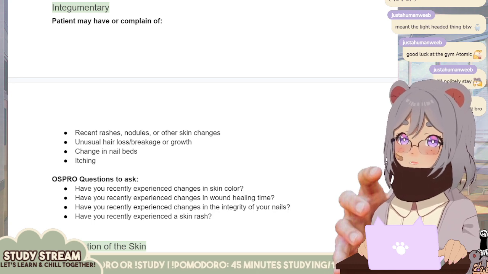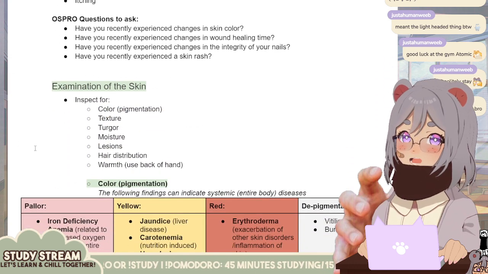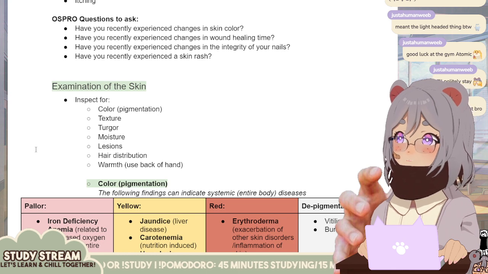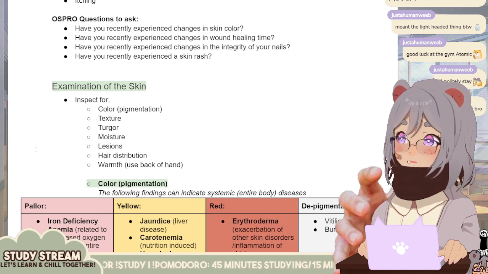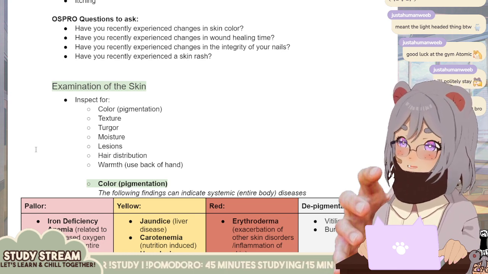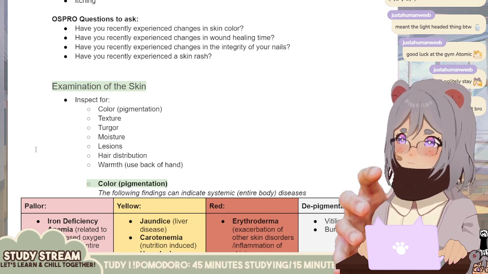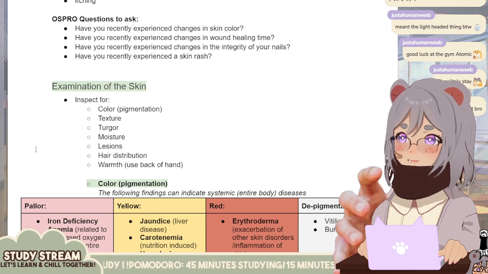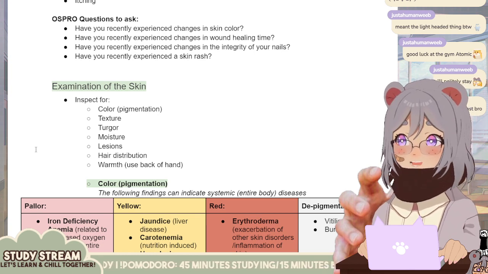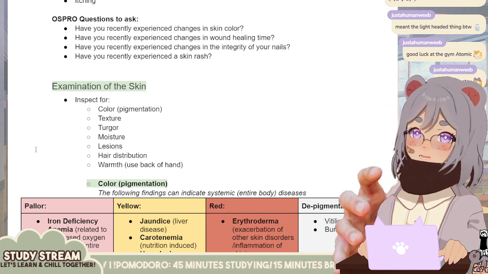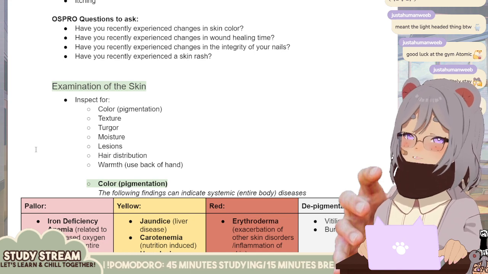Some questions that are really important to ask: Have you experienced any change in skin color? Have you experienced any changes in your wound healing time? Like maybe you got a paper cut that should have closed relatively soon, but it's been a week and it's still open. Kind of concerning. Have you experienced changes in the integrity of your nails?